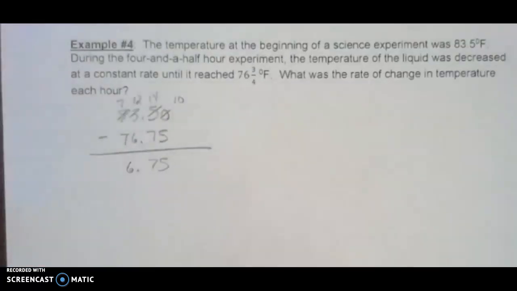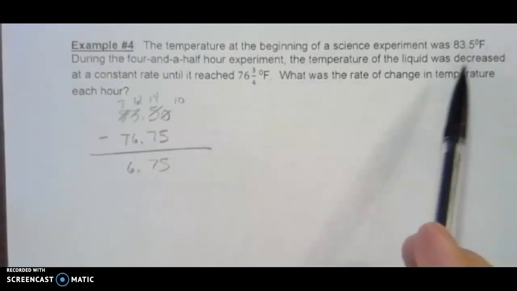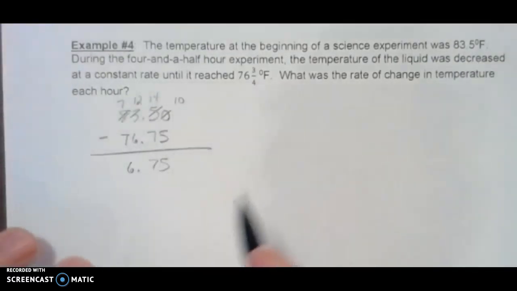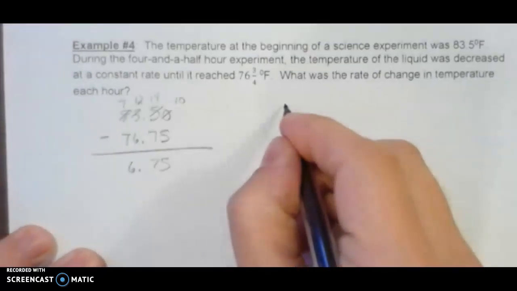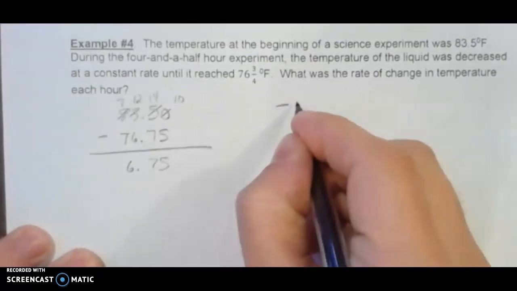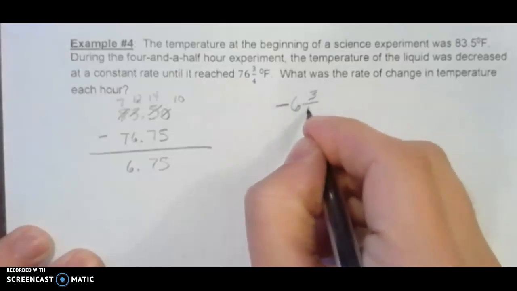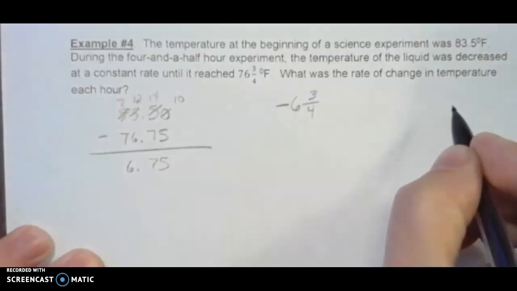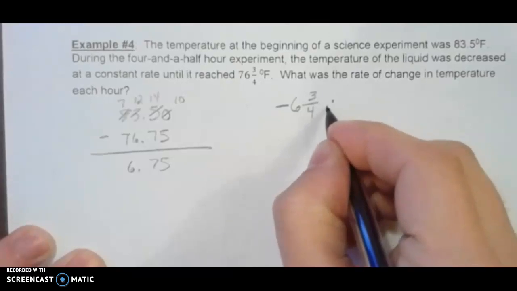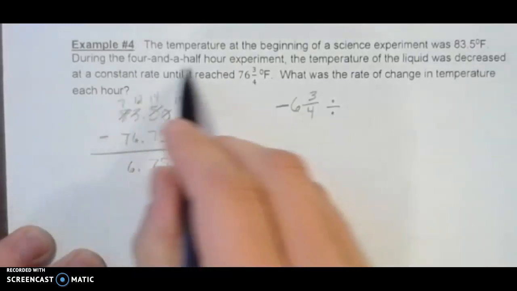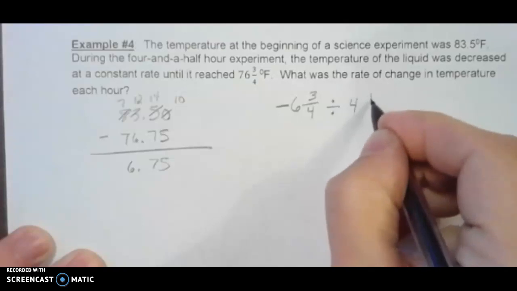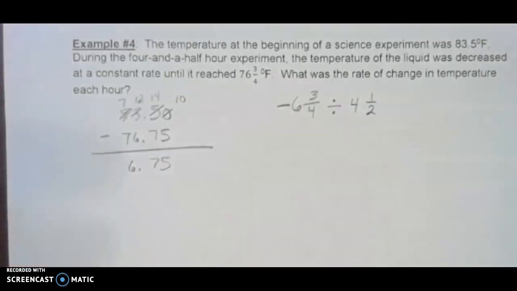From the subtraction, I see that the temperature changed 6 and 75 hundredths degrees, and they told us that it was a decrease in temperature. So now I'm going to take that total change and I'm going to rewrite it as a fraction. This is negative 6 and 3/4. And to get the rate of change each hour, I'm going to divide that change by the number of hours, which they told us up here was a 4.5-hour experiment. So now I'm going to go ahead and do this division so that I can figure out what the change is going to be each hour.